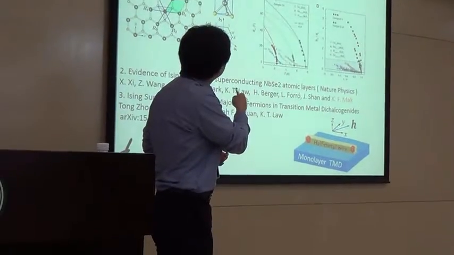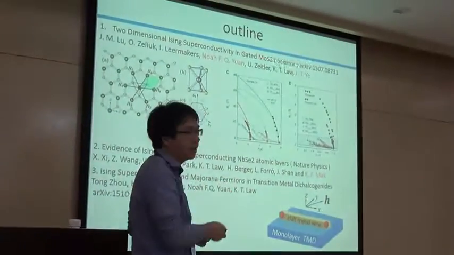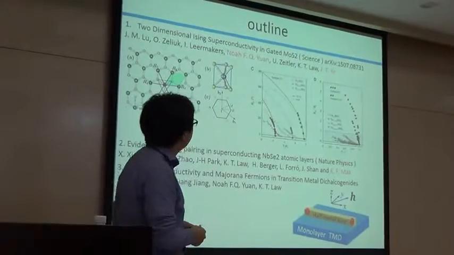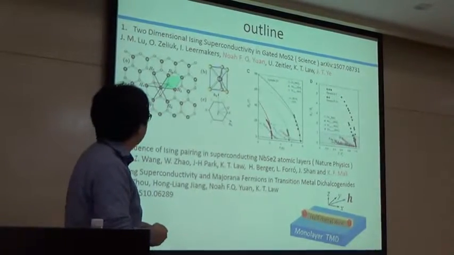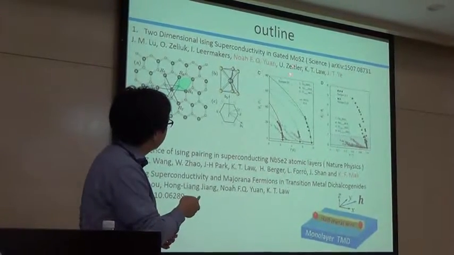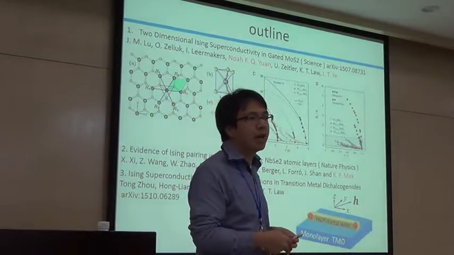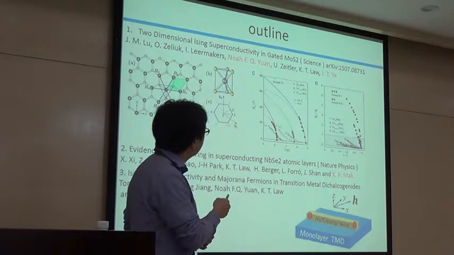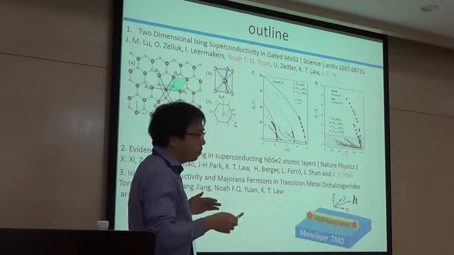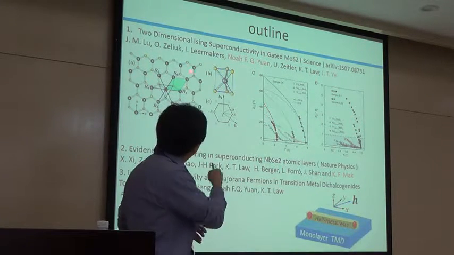The title is Two-Dimensional Ising Superconductivity in Gated MoS2. MoS2 is a very popular two-dimensional material nowadays. So Mo is this moly and S is the sulfide.